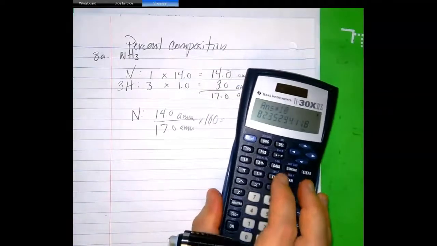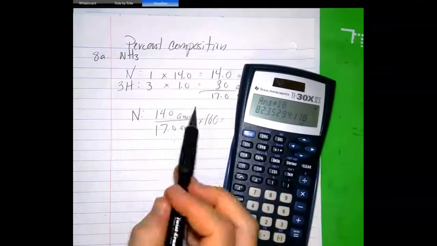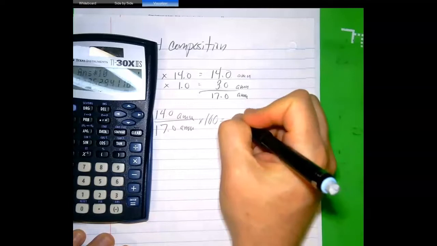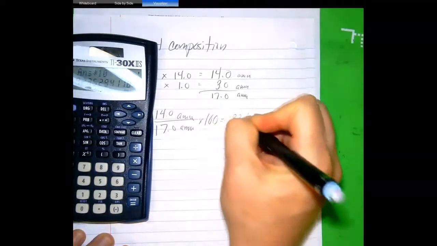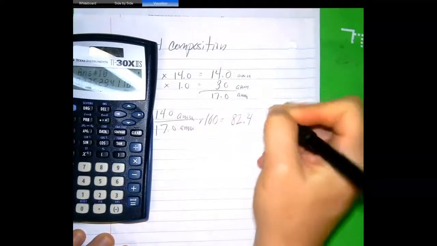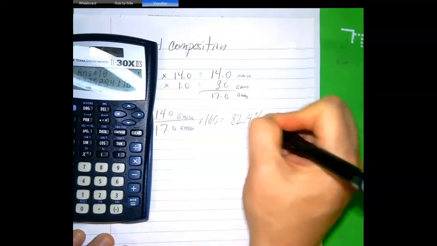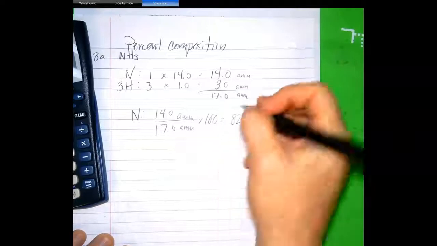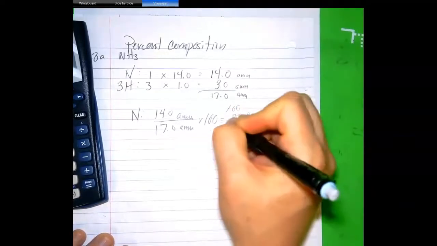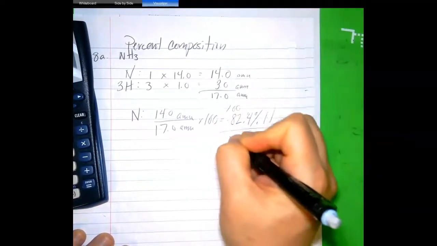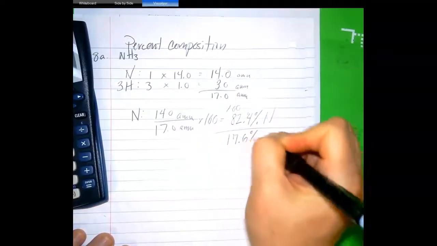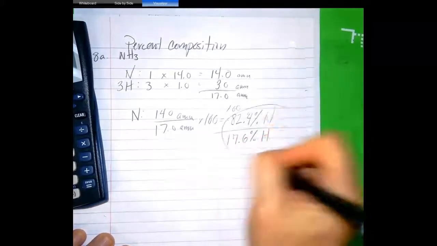82.35. How many sig figs? We got 3 sig figs, right? 3 significant figures. It doesn't really matter. You'll see it on the test. I'll give you the sig figs, don't worry. 82.4, we'll call it. Percent of it is nitrogen. Since the rest is hydrogen, it must be 100 minus 82.4, which is 17.6% hydrogen. That's your answer.